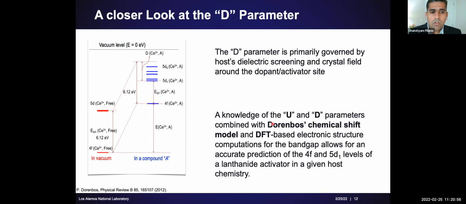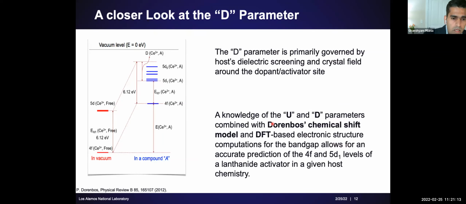And so once we know the U and D parameters, combined with Peter Dorenbos' chemical shift model and DFT-based electronic structure for just the host band gap, we can actually pretty reliably predict these 4F and 5D levels. So that's the take-home message.